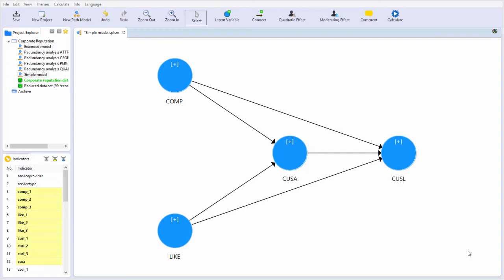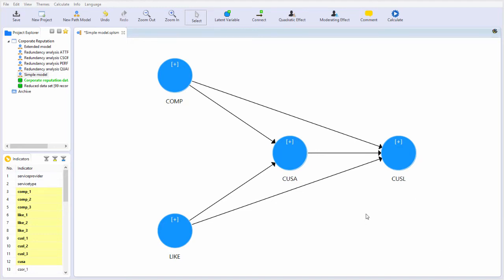Okay, so here we are demonstrating how to specify the structural model. And we're using the theoretical corporate reputation model by Eberl as the basis of our theory. It simply suggests that corporate reputation directly impacts customer satisfaction, which directly impacts customer loyalty. But it also suggests that corporate reputation and customer satisfaction, these two constructs, also have a direct effect on customer loyalty.